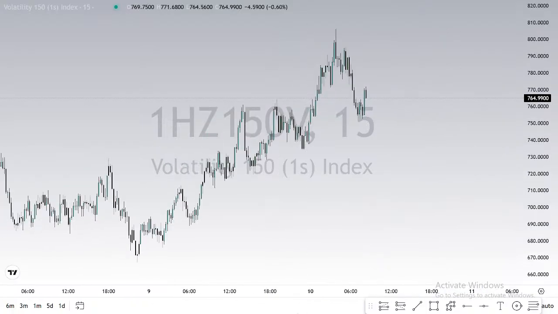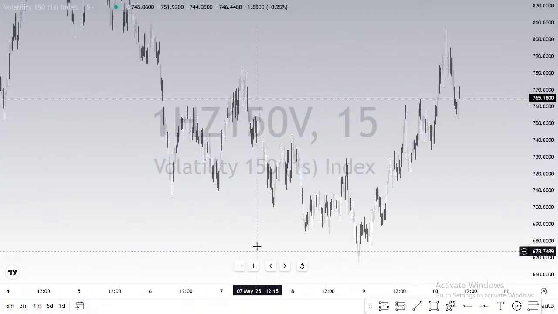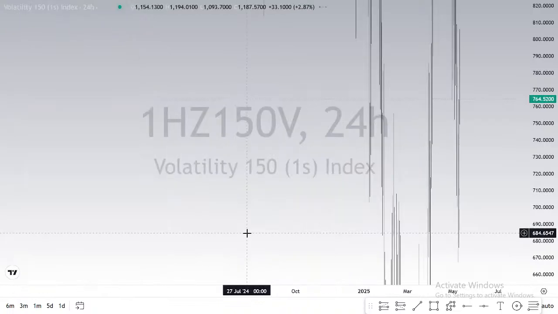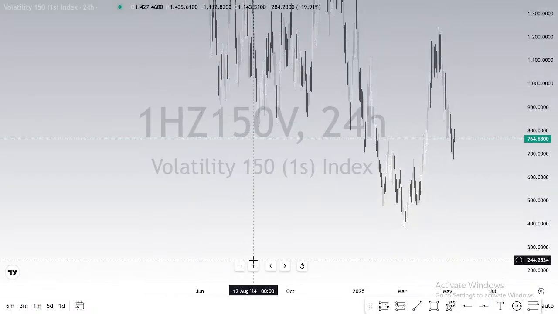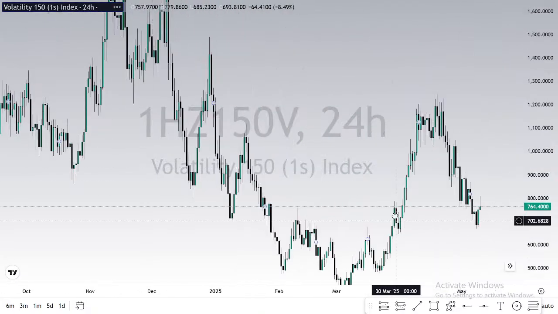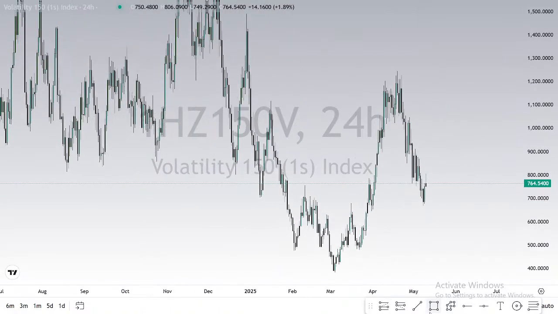We've done volatility 75 to those asking. So the first thing we want to do is go on 24 hours time frame. This is our 24 hours time frame. This is volatility 150s, guys. So let's see. We have our last break of structure to the downside. See our last break of structure.